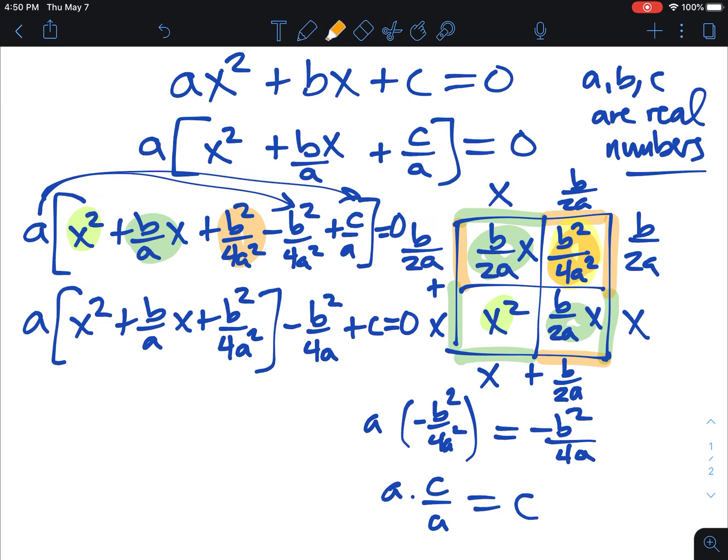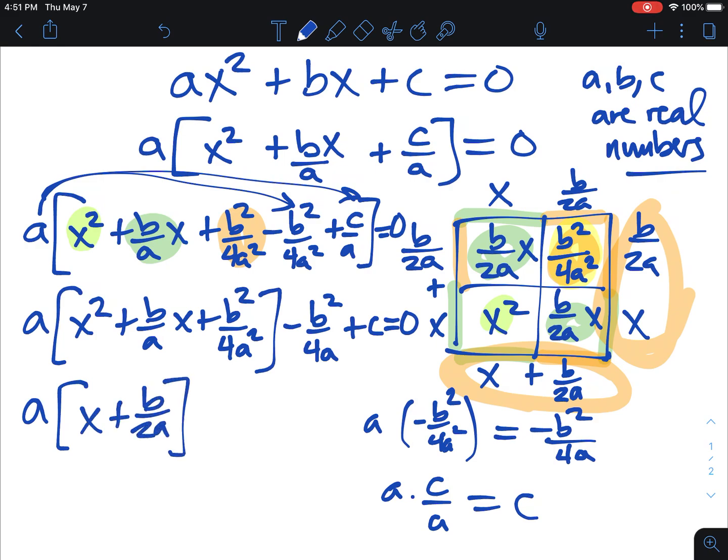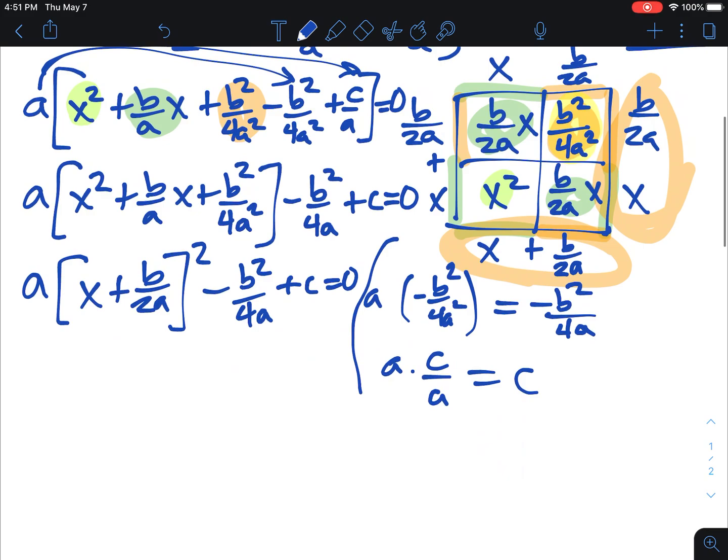We know how this square bracket thing factors. We've got the length and width over here. It's this thing times itself. So this becomes a times x plus b over 2a squared, because that's the length and width of this square. And then we're just going to put the other pieces here. And again, we're very close to done. We want to just solve this for x, right? That's super easy to do, no big deal.